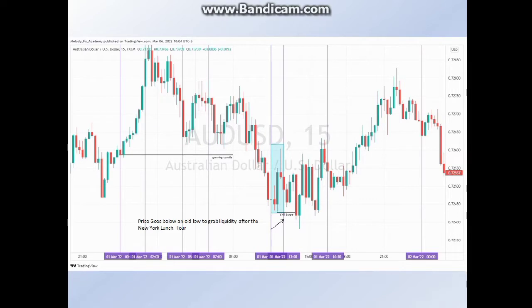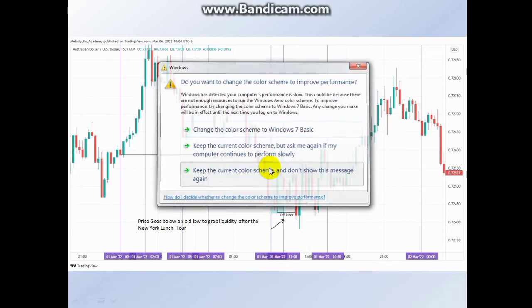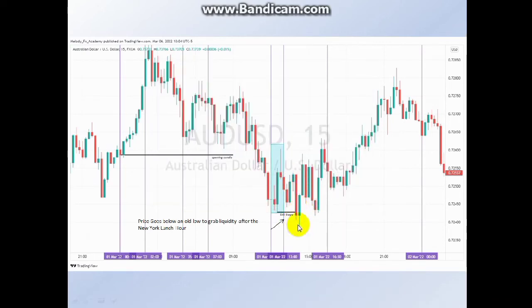Price trades below the opening candle for the day and trades below an old low just after the New York launch hour, that is 12 p.m. to 1 p.m. So price grabs liquidity.